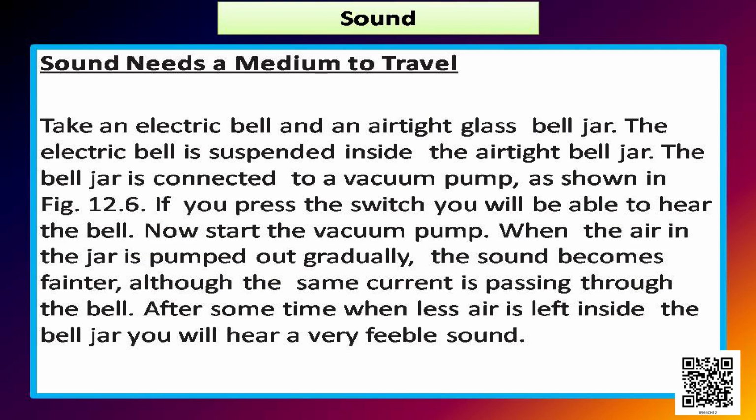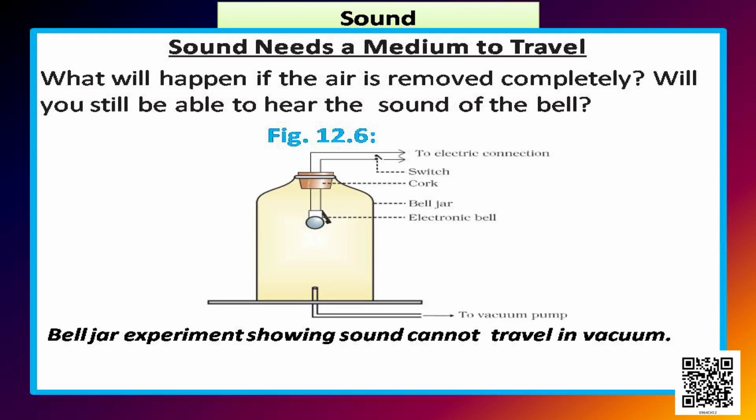The loudness of the sound decreases. Although the same current is passing through the bell, after some time, when less air is left inside the bell jar, you will hear a very feeble sound. What will happen if the air is removed completely? Yes, you will not be able to hear the sound, though the bell is still ringing. That means sound does not have the medium to pass through, which was previously the air inside the jar. As the air inside the jar is being pumped out, it has lost its medium to travel. That's why we can't hear the sound, though we can see that the bell is still ringing. So it proves that sound needs a medium to travel.